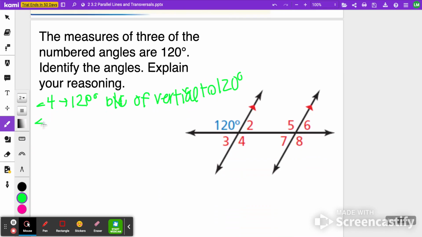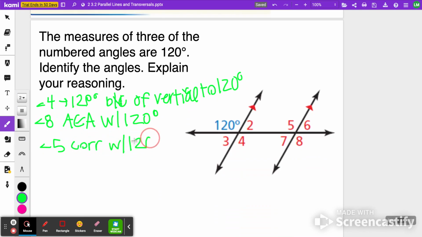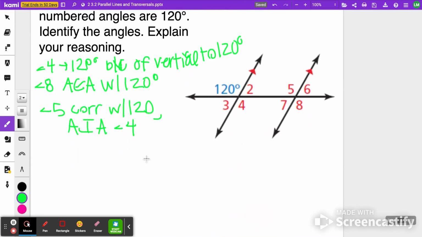Angle 8 is alternate exterior angles with 120. And then angle 5 is another one. Angle 5 is alternate interior or corresponding. I'm going to say corresponding with 120, but it could also be alternate interior angle with angle 4. Okay? That's all we had to do for that one.